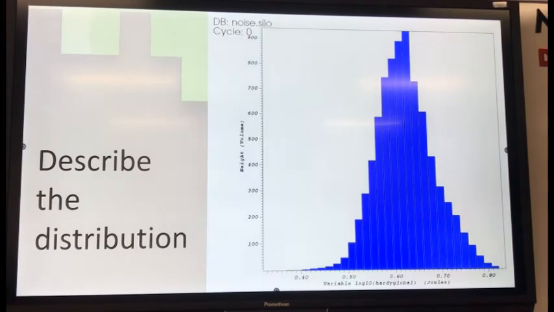Describe the distribution. What do you see? What kind of mode? Unimodal? What else can you say? Symmetrical? Do we see any outliers? No? No outliers? That's about it. That's what I see.